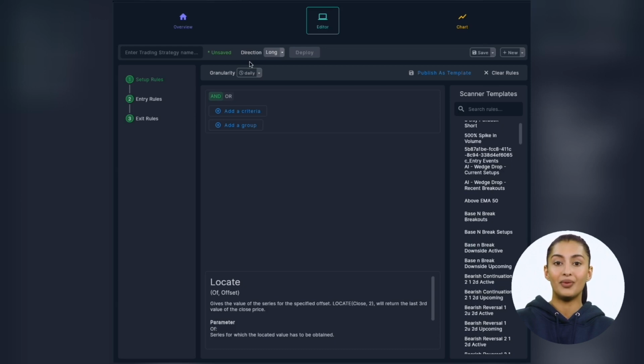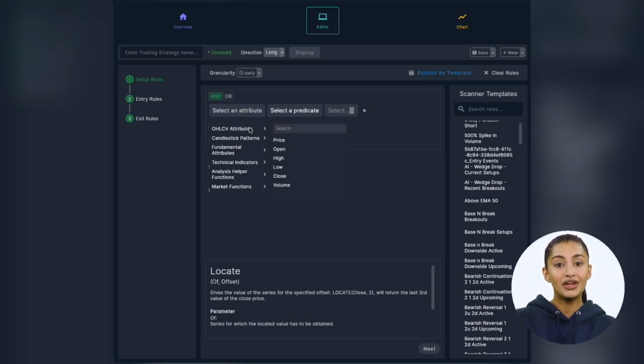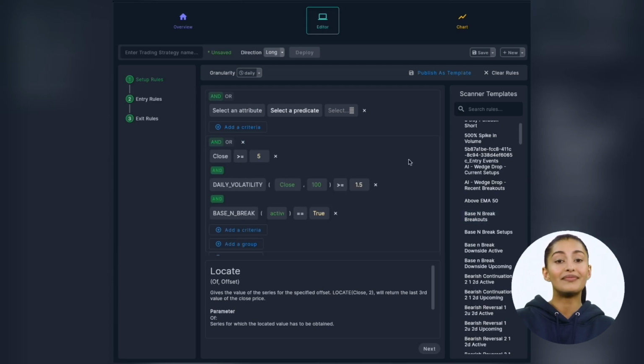Defining the strategy rules is very easy. We provide a rich set of functions, attributes, and indicators that you can use to build almost any strategy you can think of. There are also several criteria templates available to help you get started. In the interest of time, I have already pre-created the strategy rules for the bullish reversal trading strategy and will walk you through them quickly.